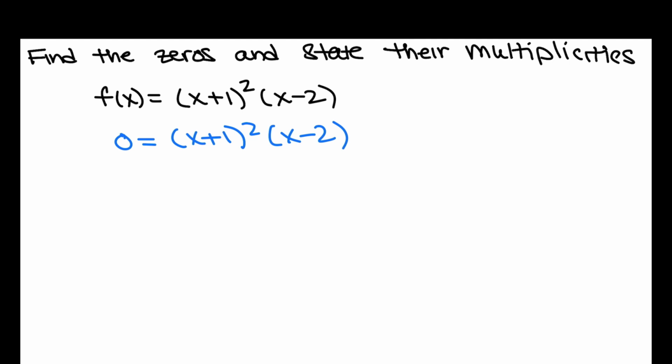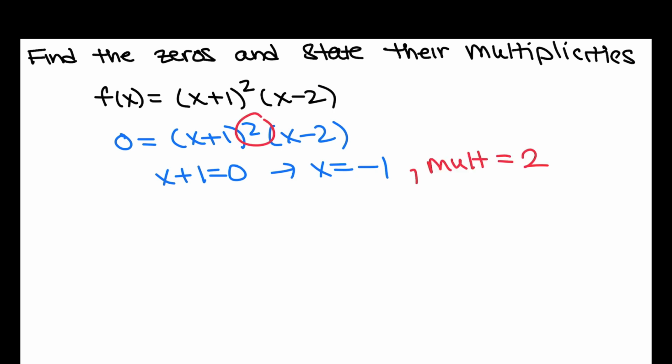So let's consider the function f of x equals (x plus 1) squared times (x minus 2). To find the zeros or the x-intercepts, we plug in 0 for y. This polynomial is already in factored form, so we can set x plus 1 equal to 0, and we get x equal negative 1. Now, because that solution came from an (x plus 1) squared, technically there are two factors that are giving us that x plus 1, or that solution of x equal negative 1.